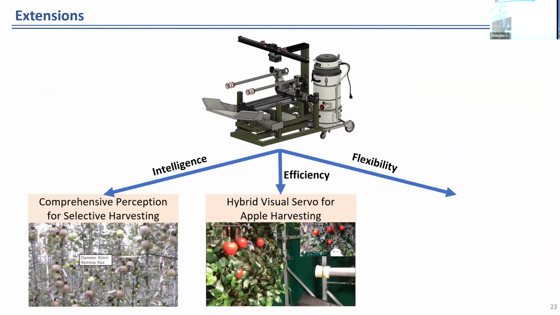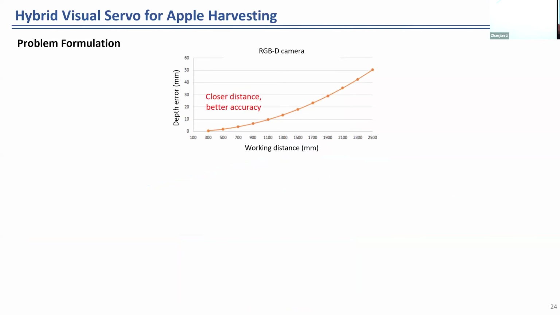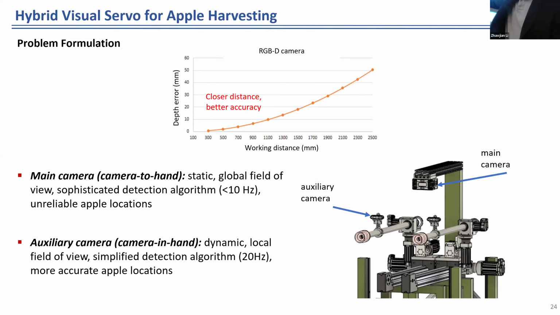Okay. So the next thing we're doing is a hybrid visual servoing system for apple harvesting. Let me tell you a little about the background. Right now, as you can see, we are using one central camera to do the perception. The advantage is that we have a global view and we can coordinate two arms. But as you can see from the charts, those 3D cameras have better accuracy at close proximity. If it's closer, then the accuracy is typically better.